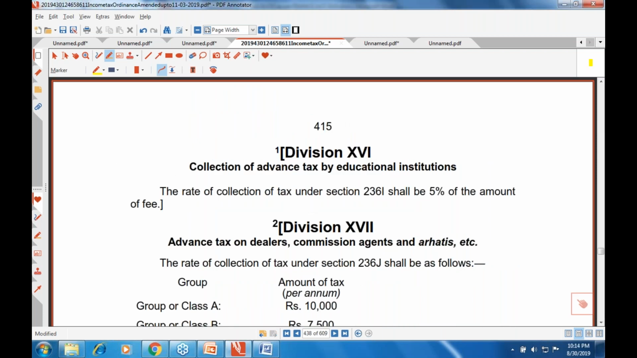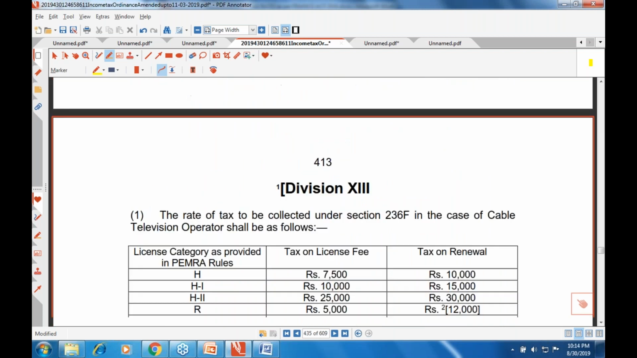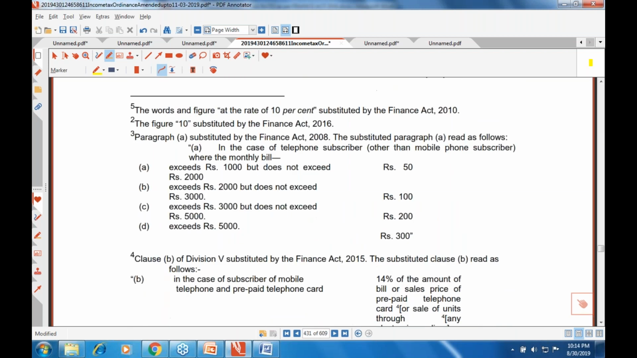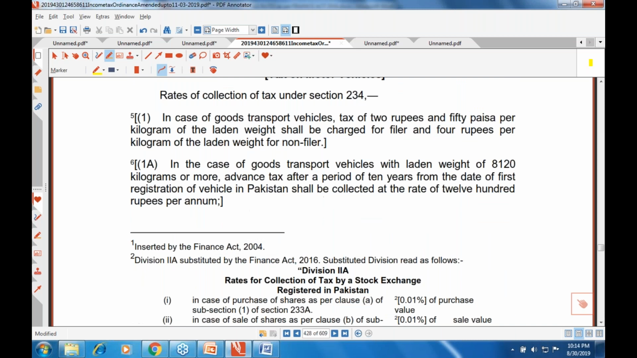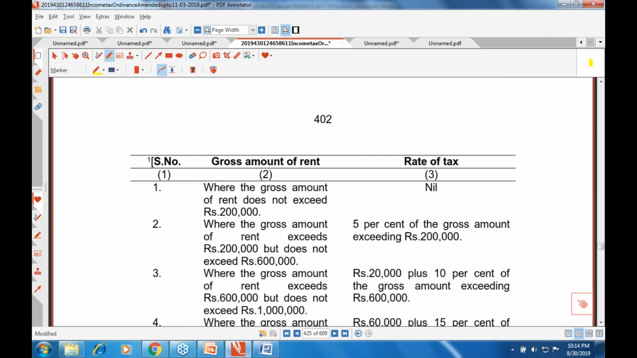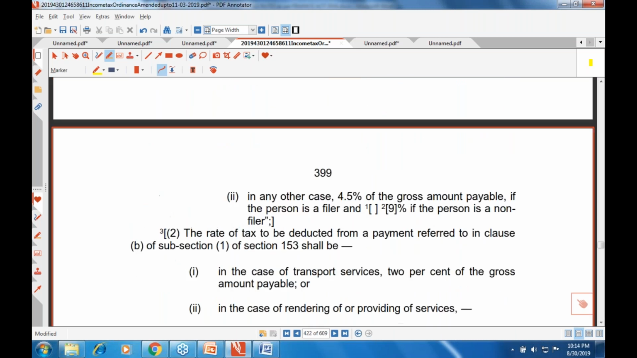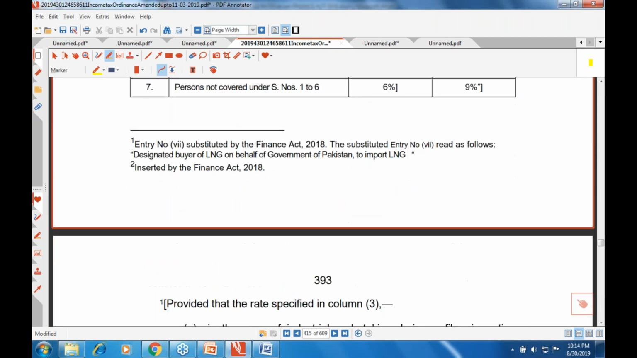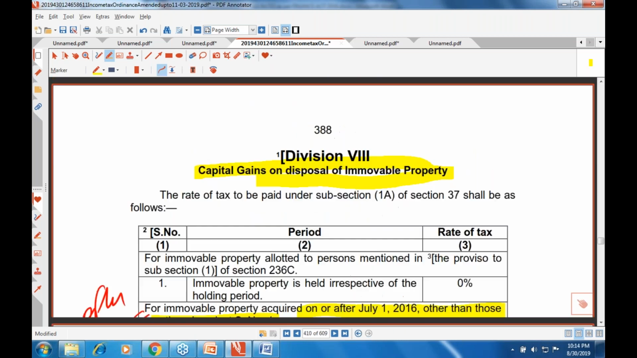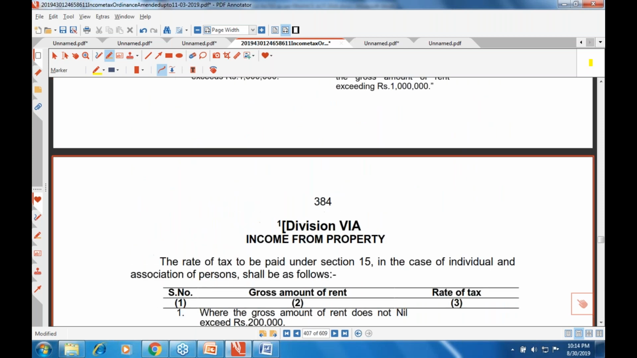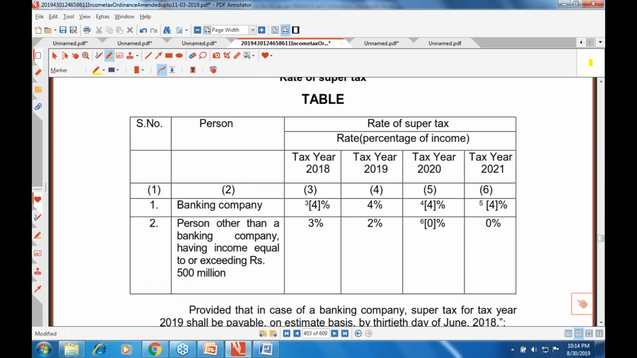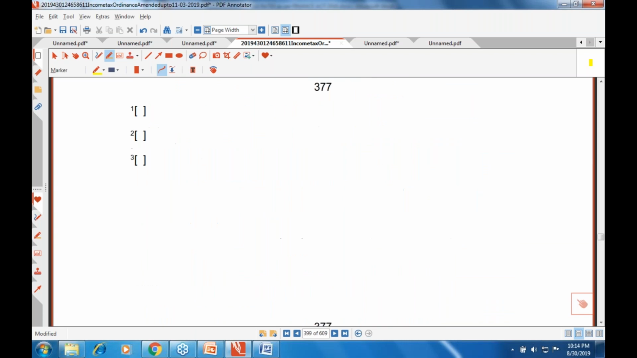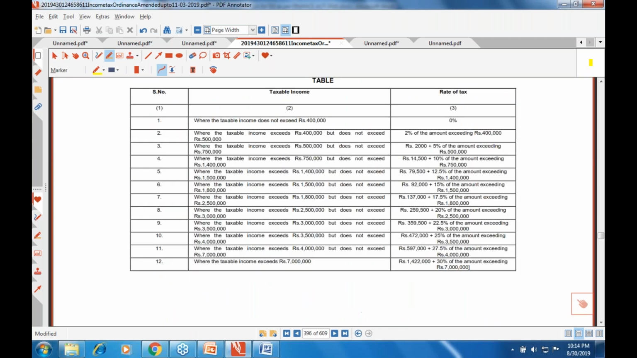Okay, so what I have done is I have opened the first schedule of the income tax ordinance, because the first schedule actually covers the tax rates. So let's start discussing what tax rates are covered. First of all, when it comes to the first schedule, there are various tax rates available. Let's see what they are.